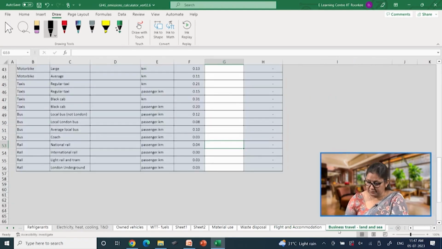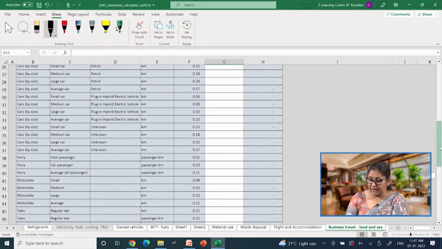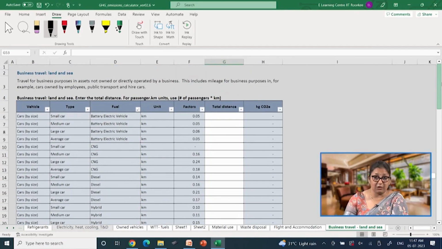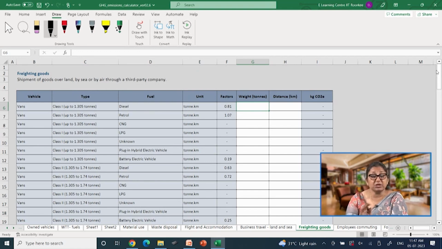Then we have business travel through land and sea. So, that was for air travel, this is for travel by land and sea, and accommodation has already been covered. So, different types of possibilities of travel are already given here. Then we have freighting. So, if transportation shipments are going to take place by land, sea or air, that is through a third party, but of the products that are owned by the company, the emissions due to that freight are calculated here in this one.